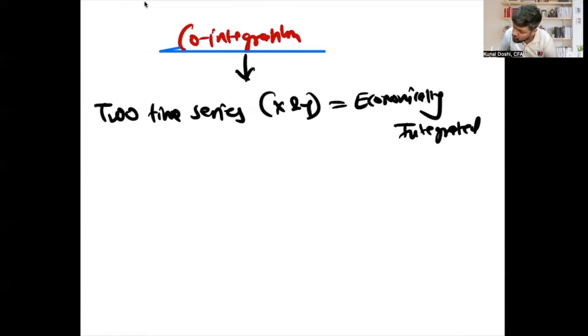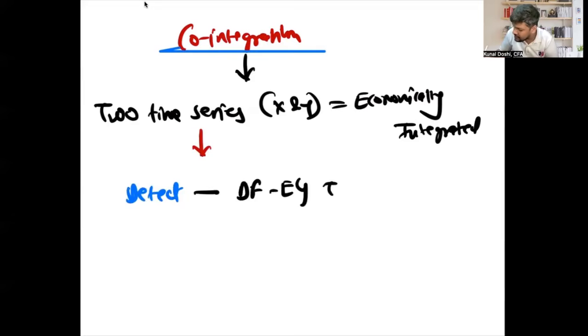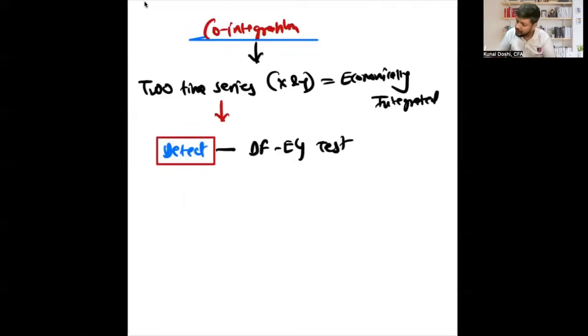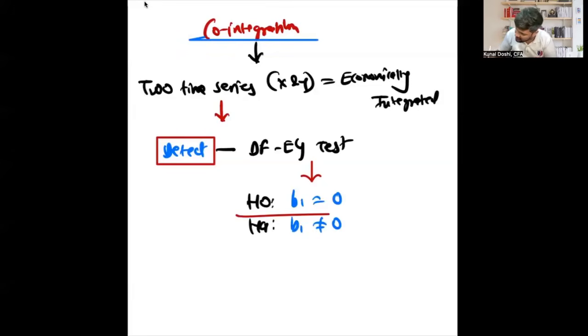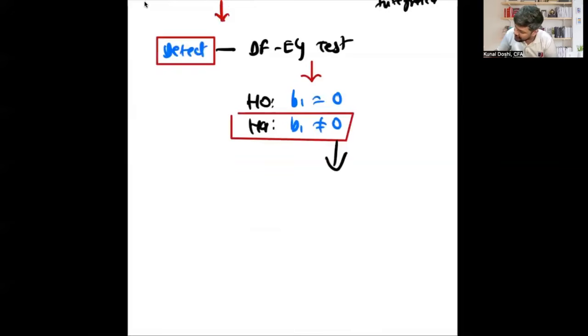So which test do we use? We detect using a test called the Dickey-Fuller EG test. You don't need to memorize the name, just for your reference. Okay. So we are going to use the DFEG test, where our conclusion will be, as I said, based on the null and the alternate. The null is B1 equal to 0, the alternate is B1 not equal to 0. We want to reject the null. If I reject the null, the alternate is accepted. So we will reject the null. When I say reject the null, it means they are co-integrated.